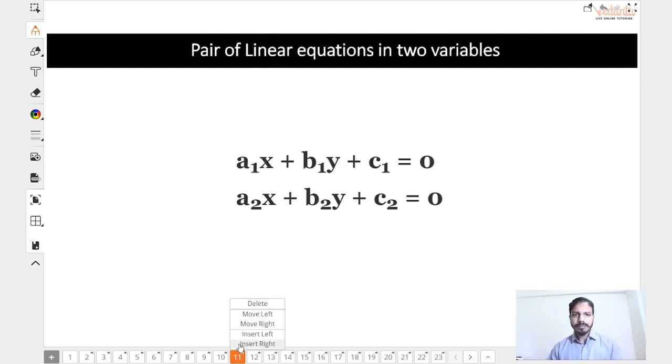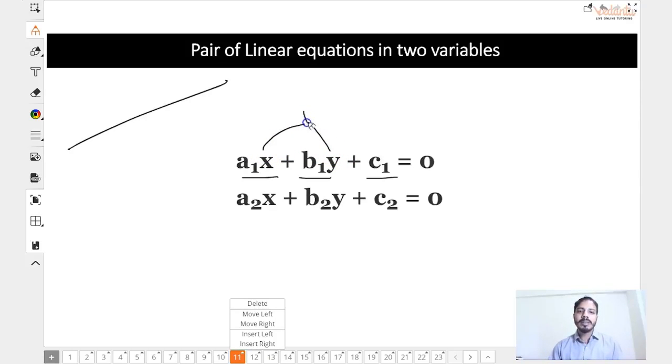Now see here, pair of linear equations in two variables. In class 9 you have studied linear equation in two variables. Now what is a linear equation in two variables? That is nothing but a straight line. And a straight line can be given as a1x plus b1y plus c1, where x and y will be variables, and a1, b1 and c1 are the constants.